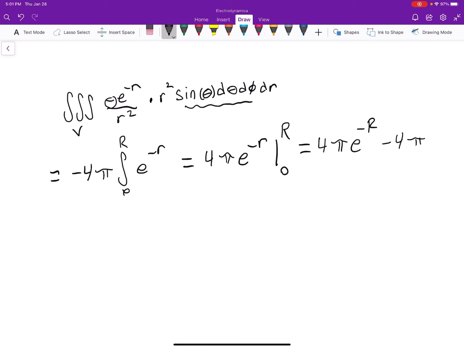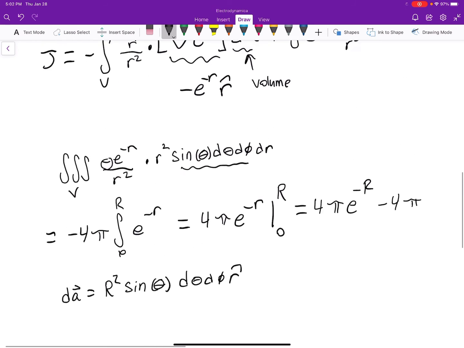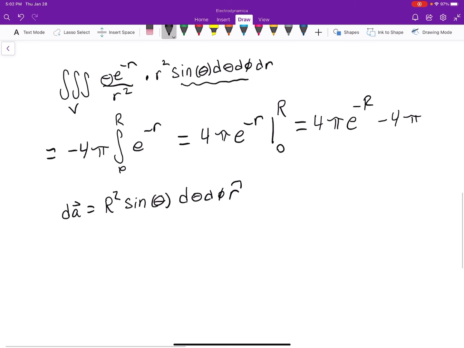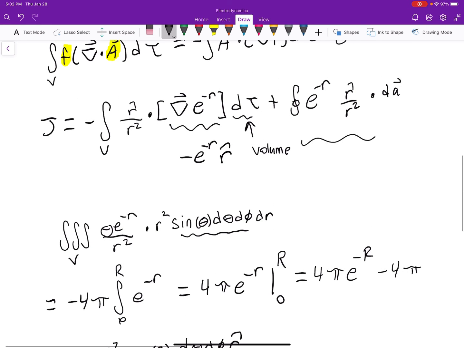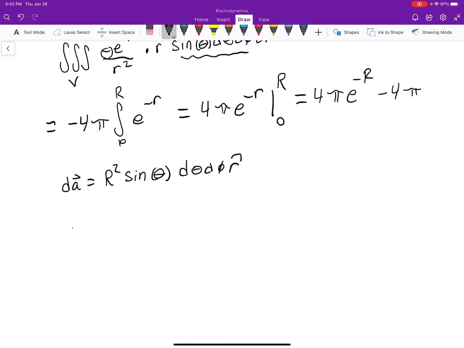Okay, so we have that. Our dA, our area element, we know what that is. That's r squared sine theta. We've calculated that before. D theta, d phi, r hat. So then if we calculate this surface integral, that's the other part. We just calculated the volume integral. I'm just breaking it up into two integrals here. Is the integral, make that a little nicer, e to the minus r times our area function, so sine theta d phi.